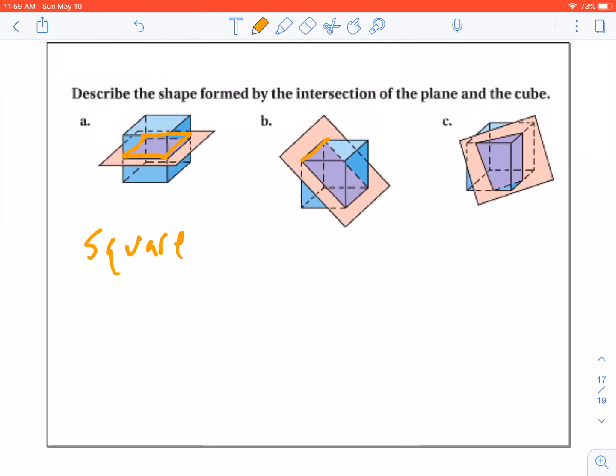If I go diagonally here, now I end up with a rectangle. If I cut it at a slant, so this top part is longer than my bottom part, they're still parallel to each other, so we end up with a trapezoid.